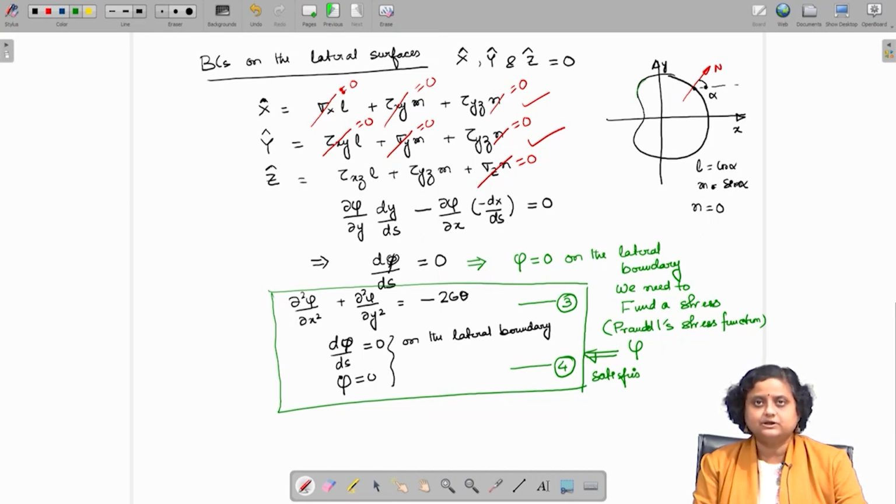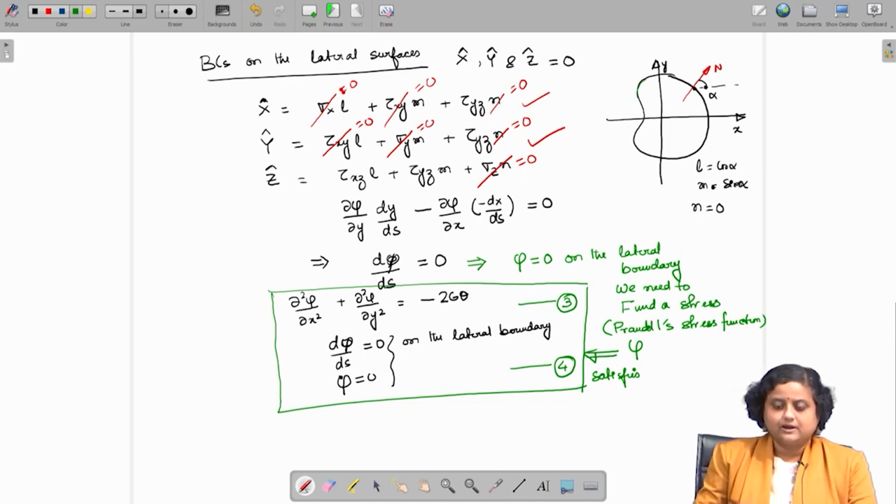Therefore, though Saint-Venant's warping function and the Prandtl stress function both will give the correct solution of torsion of a shaft with non-circular cross section, a Prandtl stress function is a much easier approach mathematically. Therefore, most of the problems of torsion of non-circular shaft are solved using Prandtl stress function.